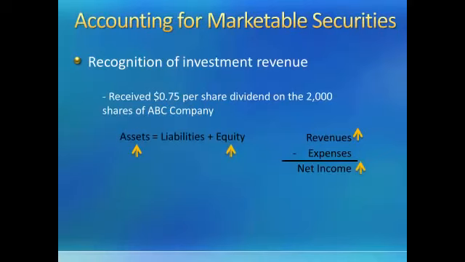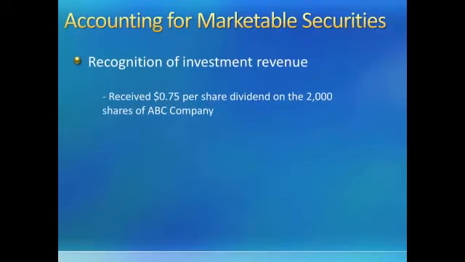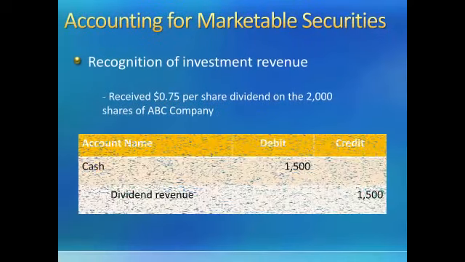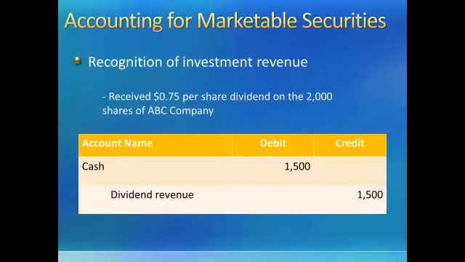To see how this is treated with a journal entry, we would be debiting cash for the total amount of the cash received, which is 75 cents per share times 2,000 shares, and crediting dividend revenue for the same amount of $1,500.